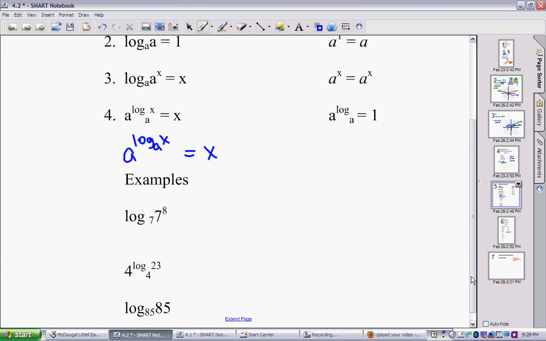So some examples. Log base 7 of 7 to the 8th. This is property 3, so it just goes to 8. 4 to the log base 4 of 23. This all cancels each other out, and you get 23. Log base 85 of 85. Same numbers, it goes to 1.